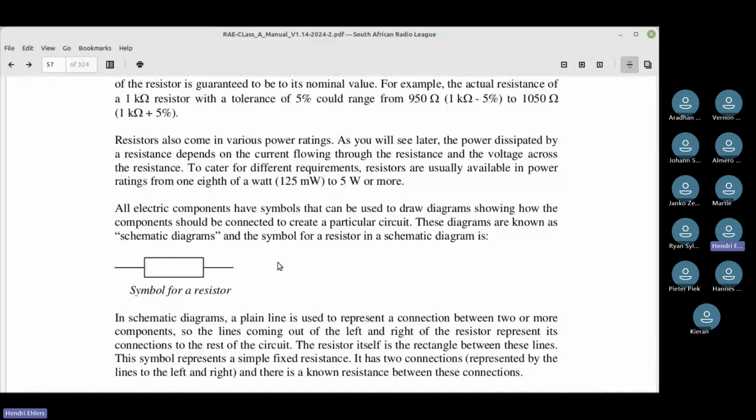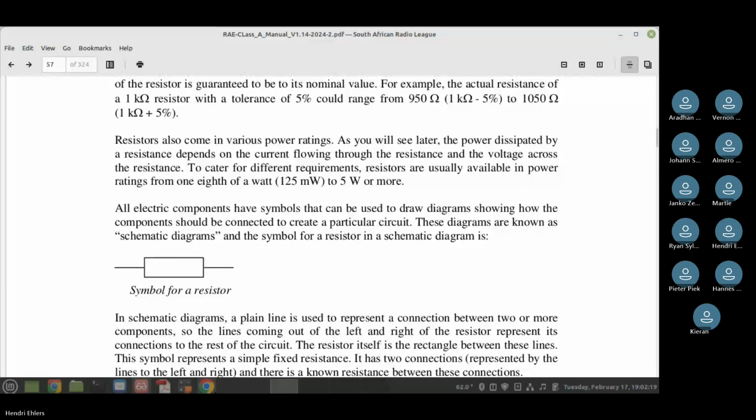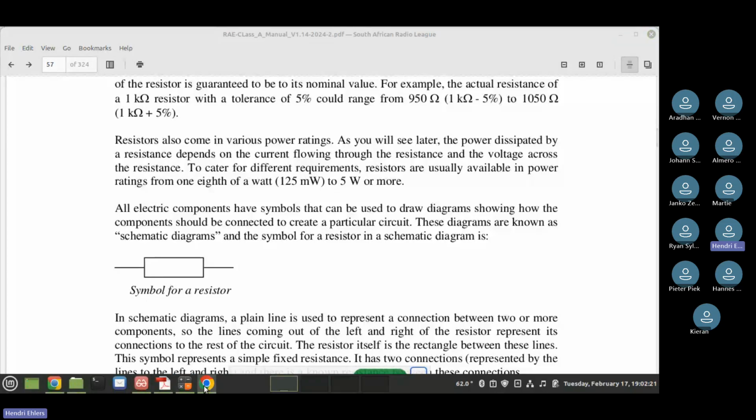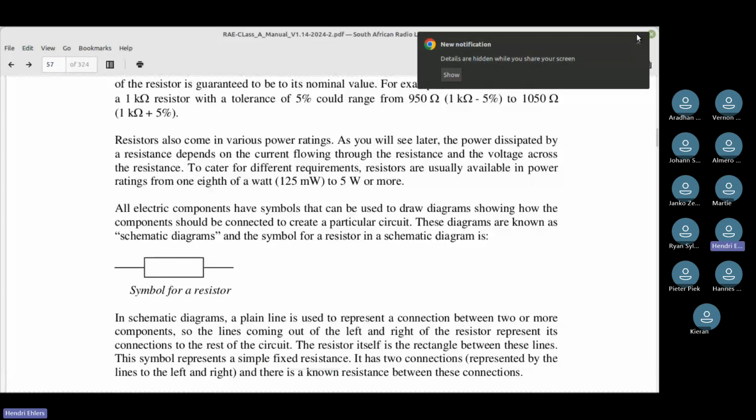To create a particular circuit, these diagrams are known as schematic diagrams, and the symbol for a resistor in a schematic diagram is this. But there is another one, and I'm just going to show that to you. I'm going to really try and show it to you.